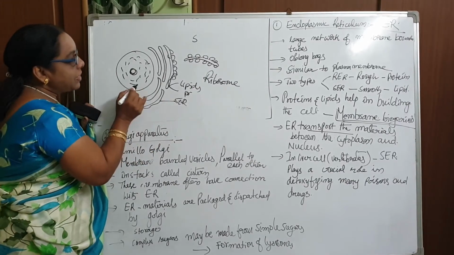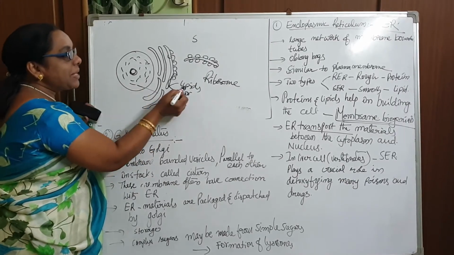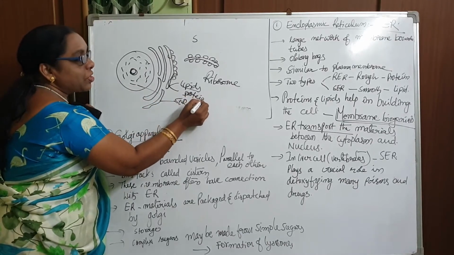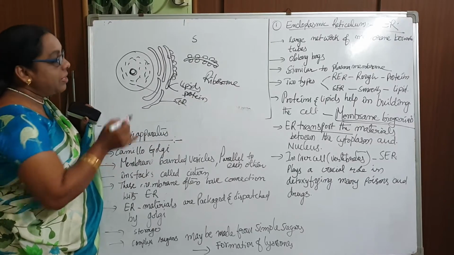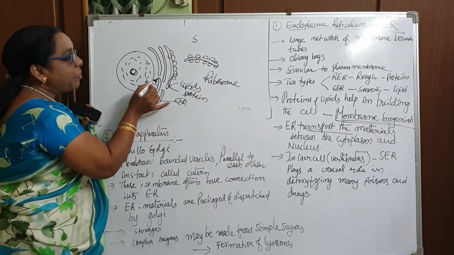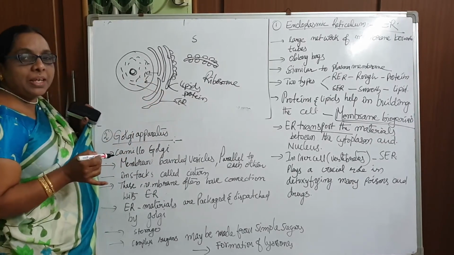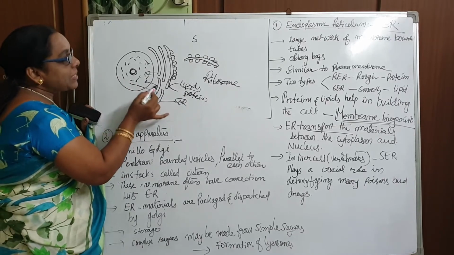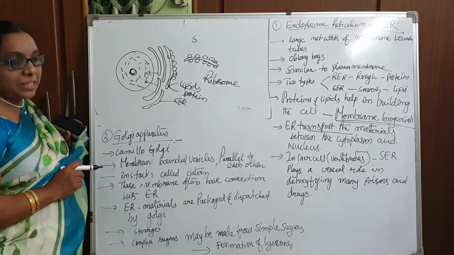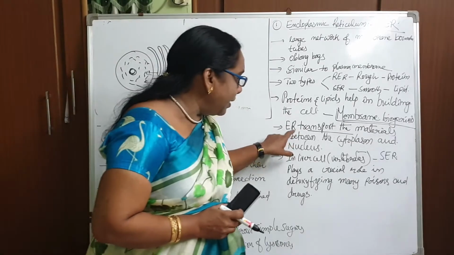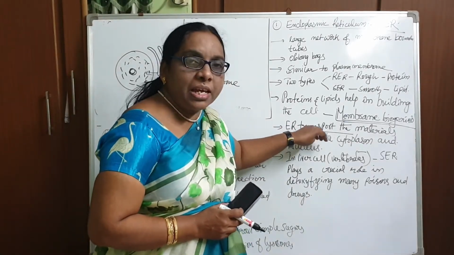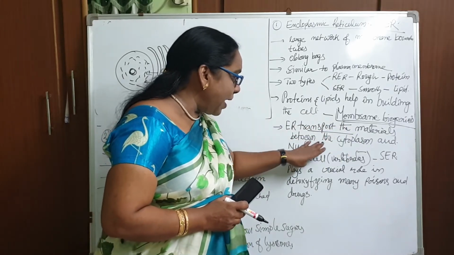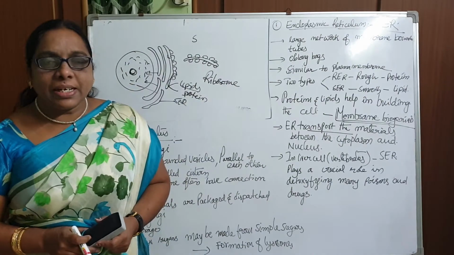So the cytoplasm needs lipids and proteins. Then what will happen? This endoplasmic reticulum transports the lipids and proteins between the cytoplasm and the endoplasmic reticulum. That's what I have written here: ER, meaning endoplasmic reticulum, transports the material between the cytoplasm and the nucleus. Is it clear, children? Yes.